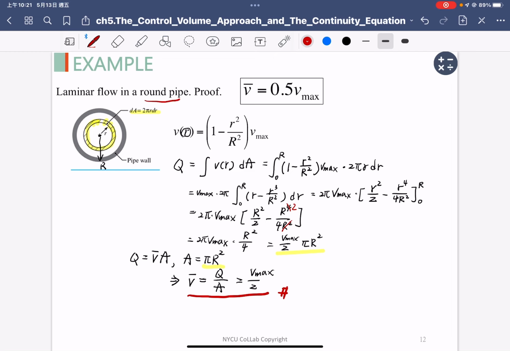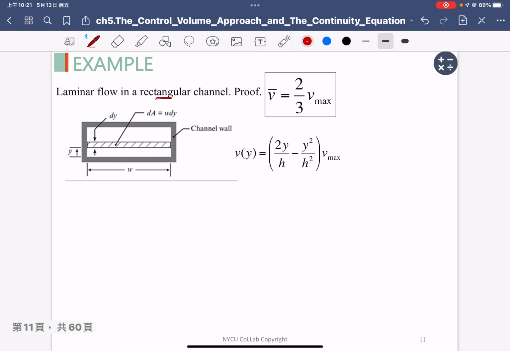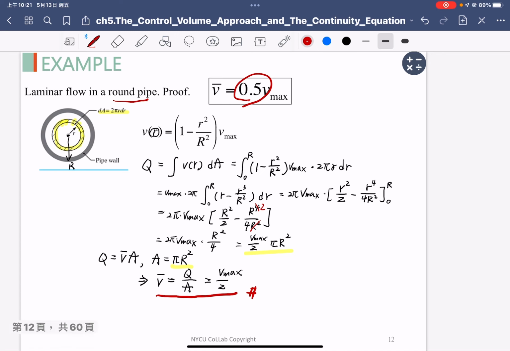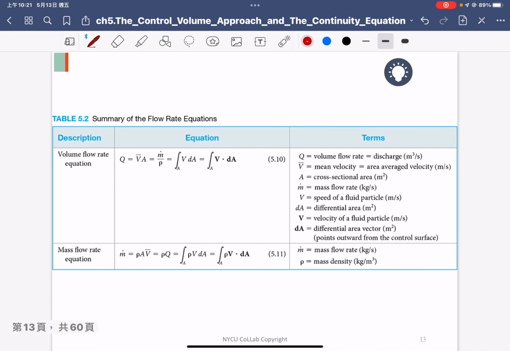For the round pipe, it is 0.5. But for the channel flow, it is 3 over 2, which is different. So based on different conditions, you can have a different relationship between mean velocity and the v maximum. There are only two different conditions, the channel flow and the round pipe flow. Okay, so that's the table that summarizes how you can compute the discharge by yourself.